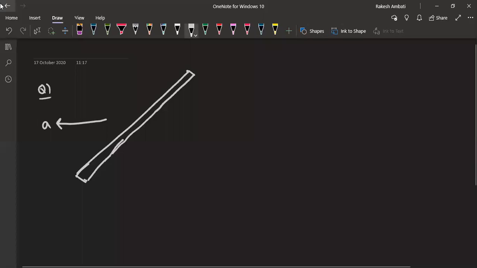And here we have a ring. The mass of the ring is given as M.